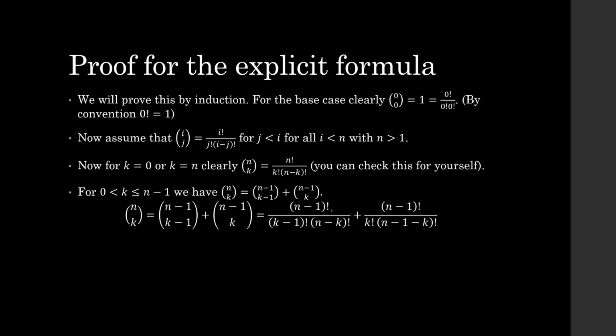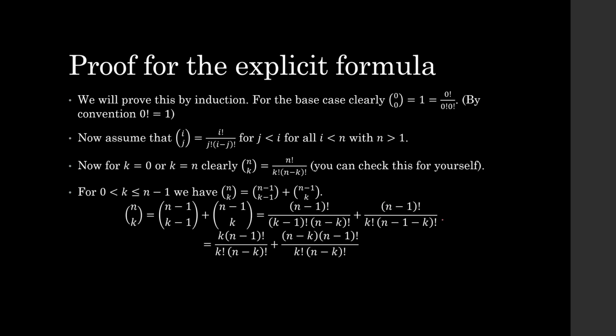So we've got n minus 1 factorial over k minus 1 factorial times n minus k factorial, right? So why do I have n minus k factorial here? Because I've got n minus 1 minus k minus 1, so that's n minus 1 minus k plus 1, and so the 1's cancel, so I've only got n minus k. And then for this one, I've got n minus 1 factorial over k factorial times n minus 1 minus k factorial. So that's just applying the inductive hypothesis.